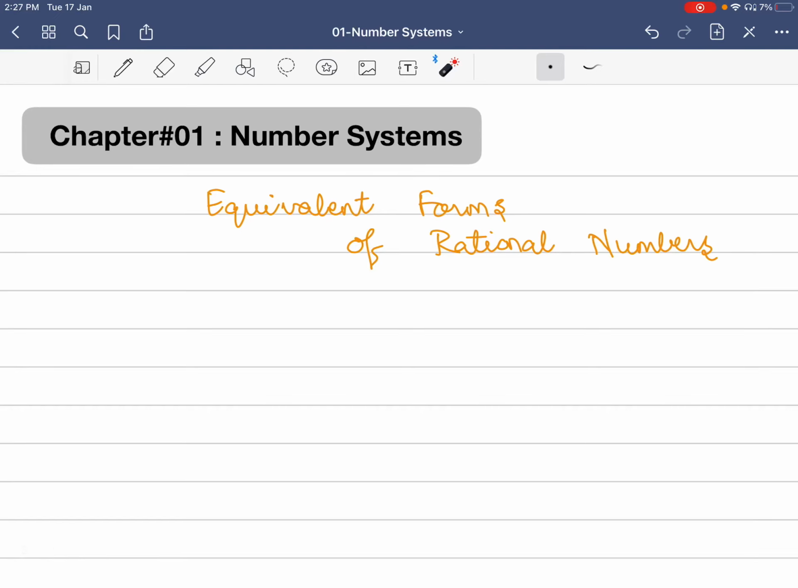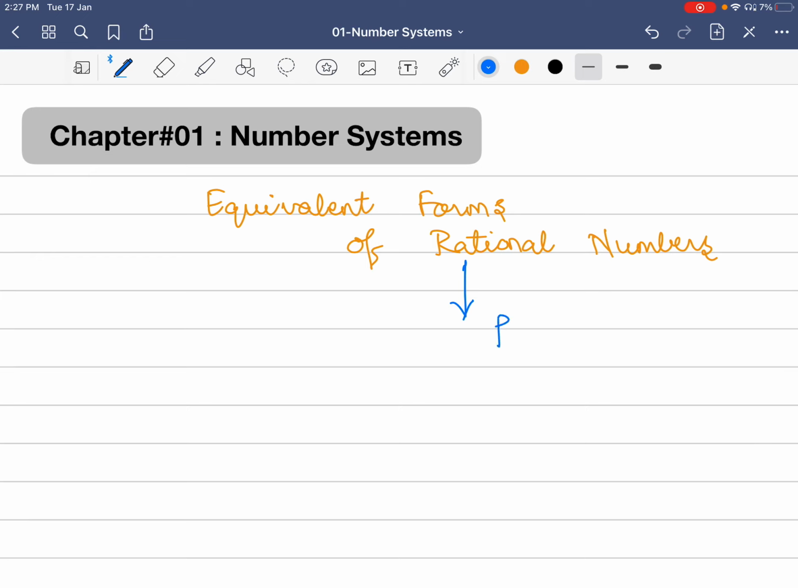So in this video, we're going to see the concept of equivalent forms of rational numbers. What does this term mean? Equivalent forms of rational numbers. Before proceeding, let's quickly note down what rational numbers are. We saw this definition in the previous video.